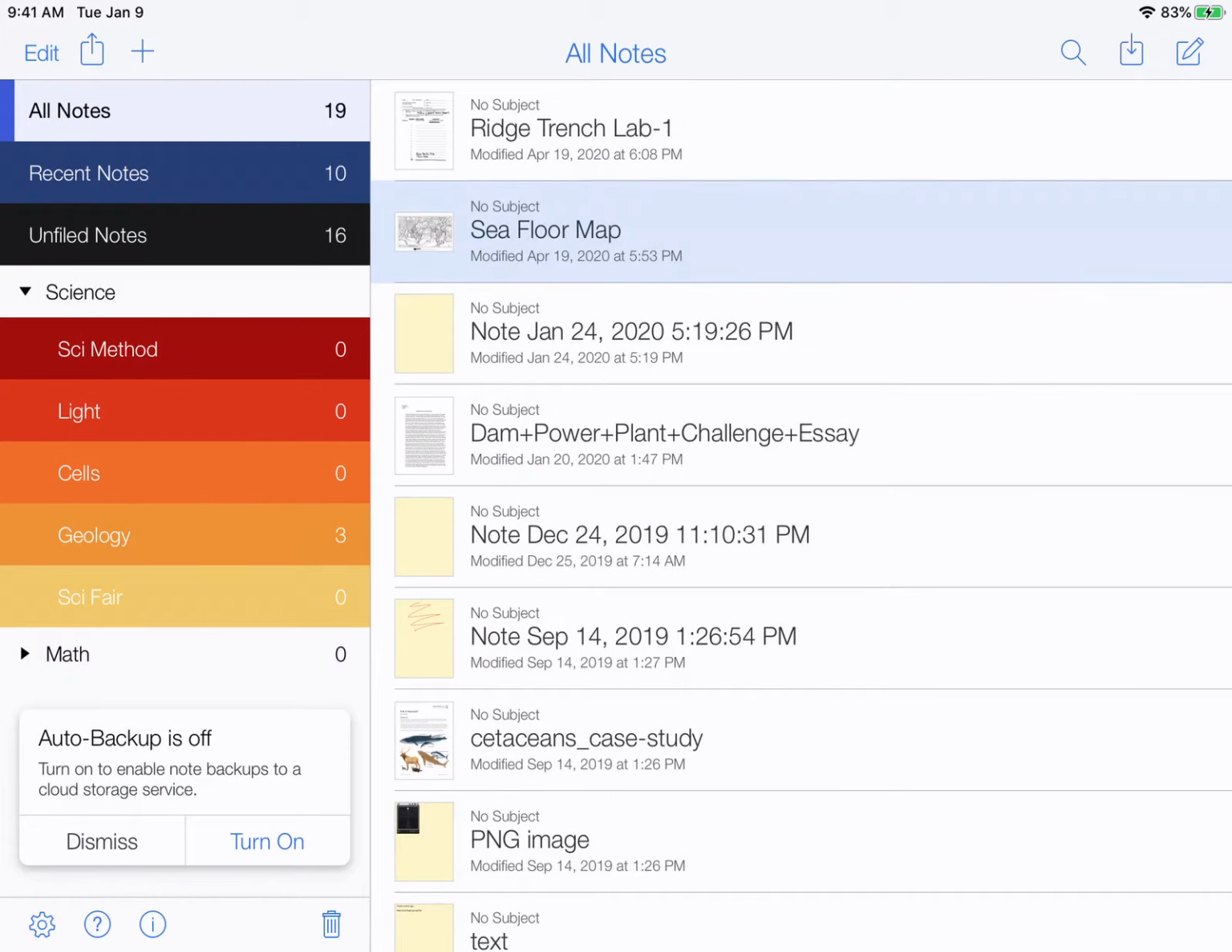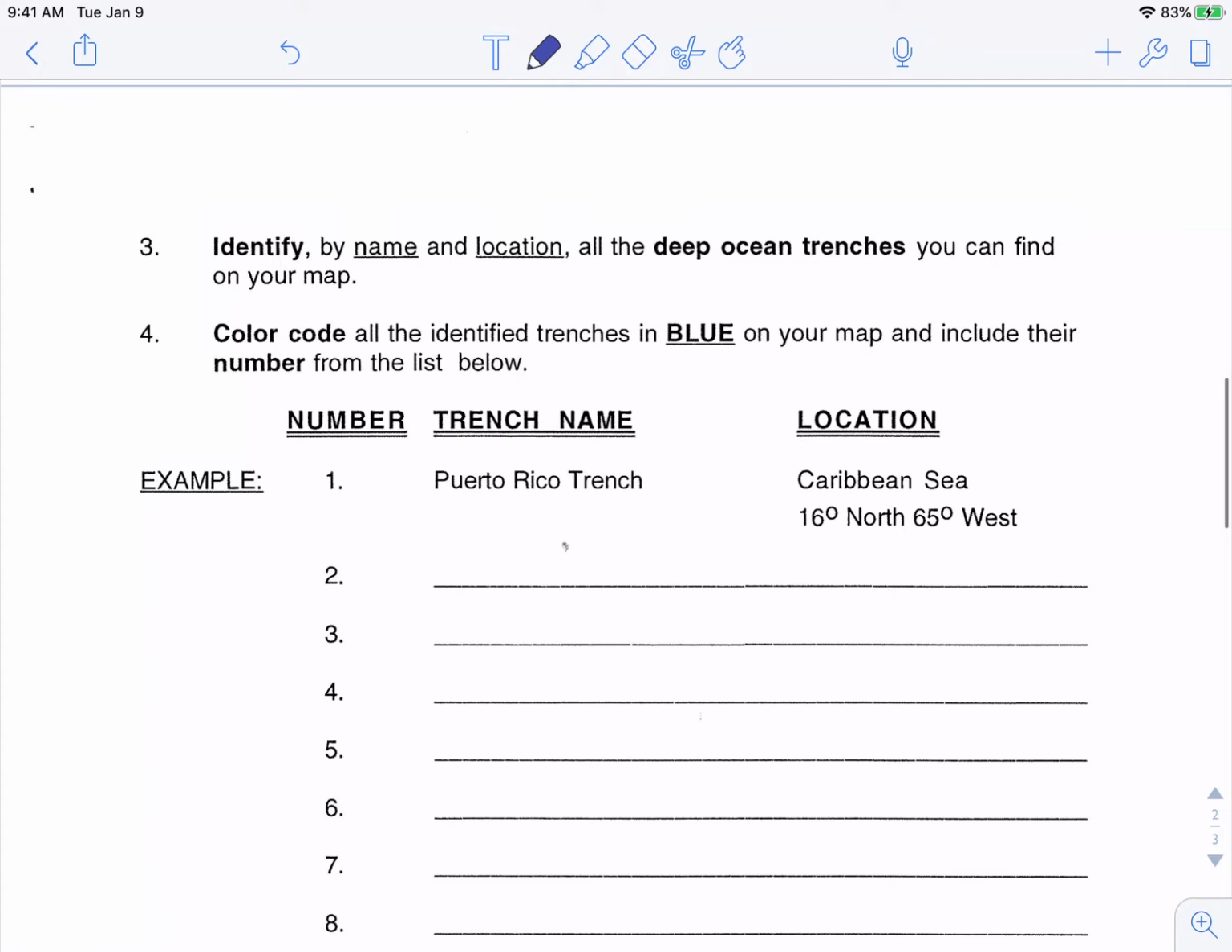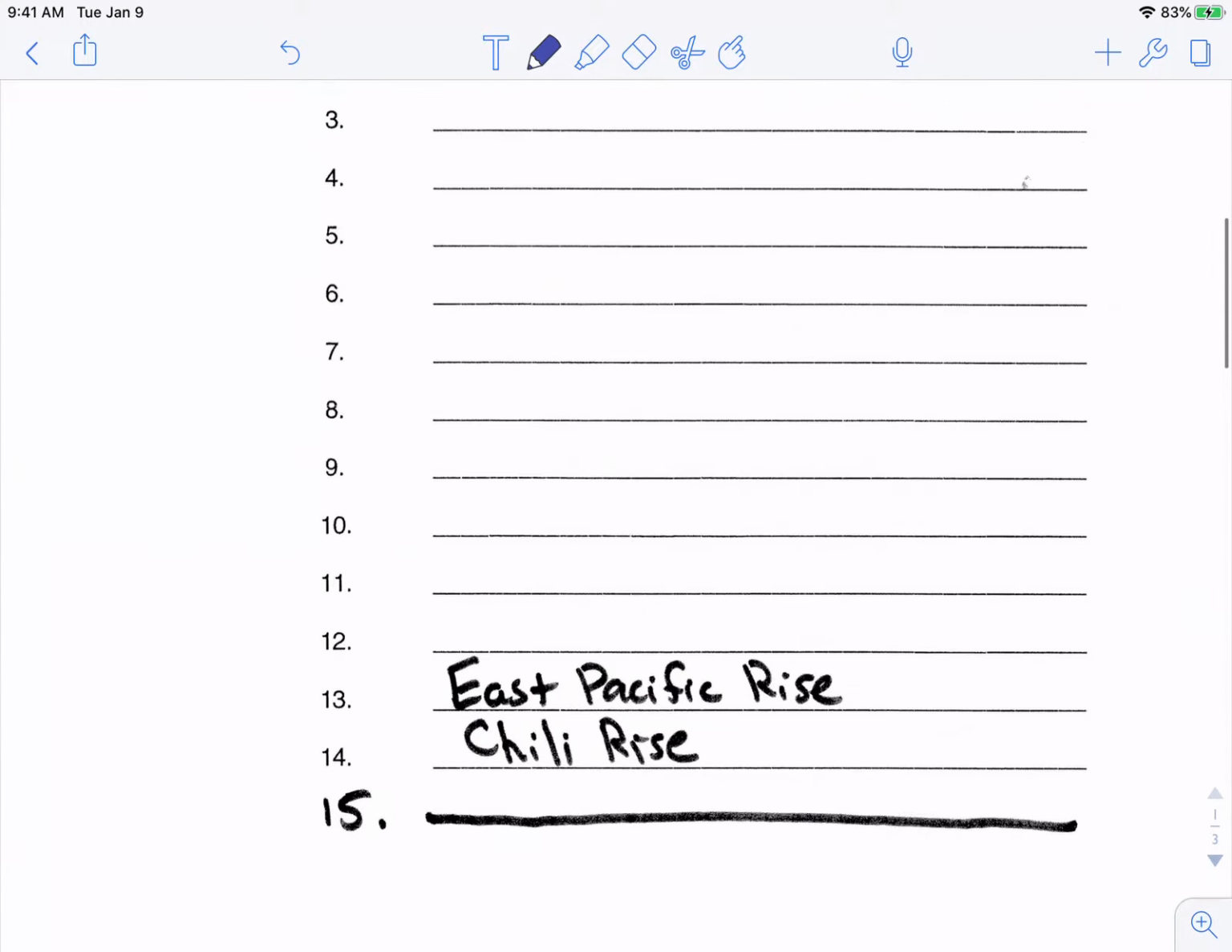Your job during this activity is to locate the mid-ocean ridges and the deep ocean trenches of the ocean floor. When you find a mid-ocean ridge, you're going to take your highlighter or your pen, and you're going to use red ink to indicate them on your map by drawing a line over top of them. The reason why we're using red is because they have volcanic activity along mid-ocean ridges. And down at the bottom here, we're going to use blue to indicate the deep ocean trenches, the deep blue of the ocean.